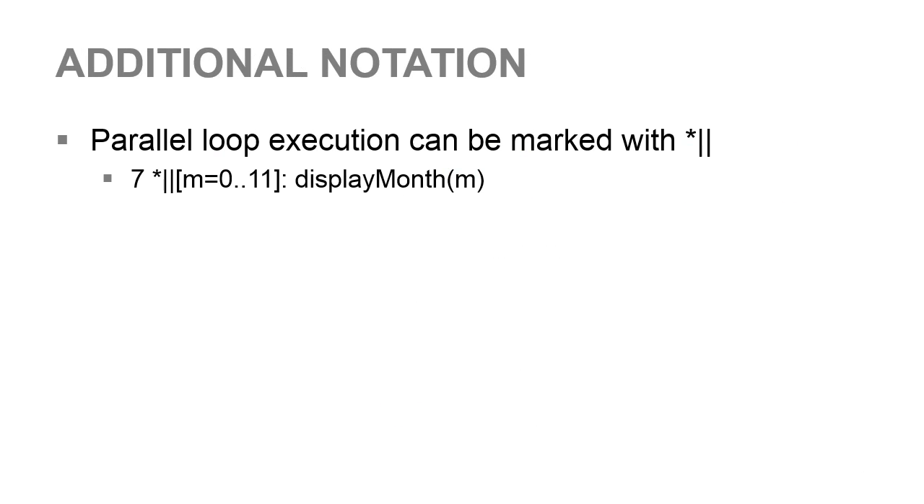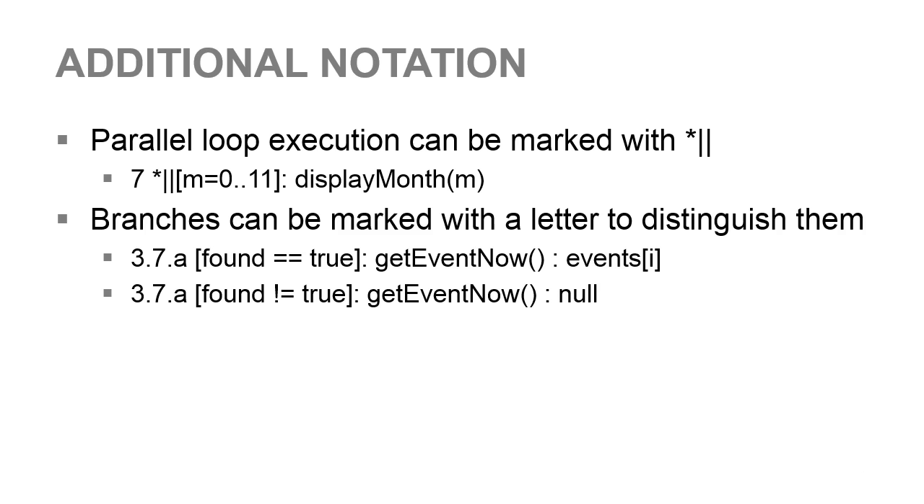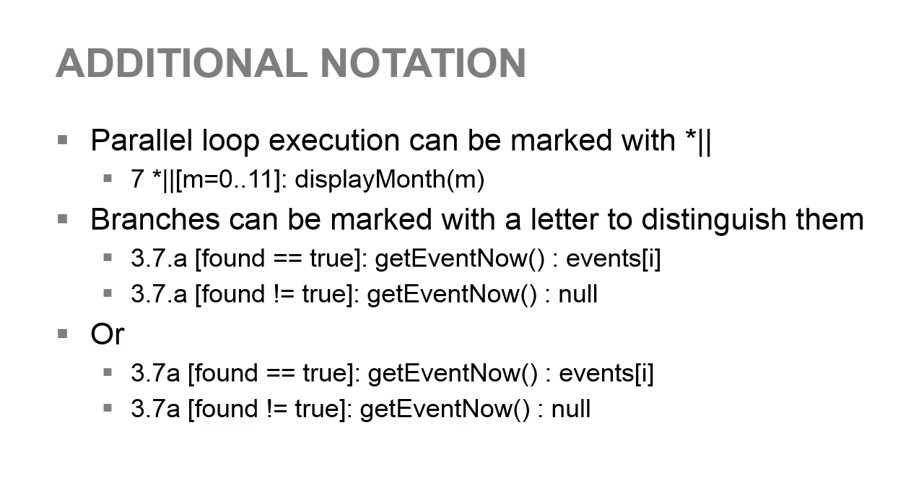Finally, if messages in a loop could be sent in parallel, then you can add 2 bars after the asterisk before the square brackets. It's also possible to use a letter instead of a number, where there is a branch and the sending of messages depends on a condition. However, the specification says one thing and gives an example of another, so either this format or this one can be used. Now let's add some loops and conditions in Enterprise Architect and look at the numbering system.